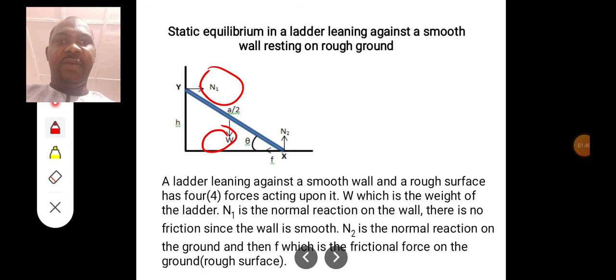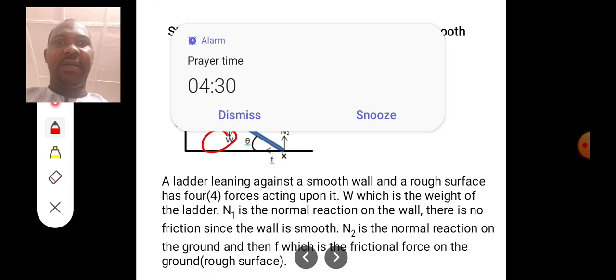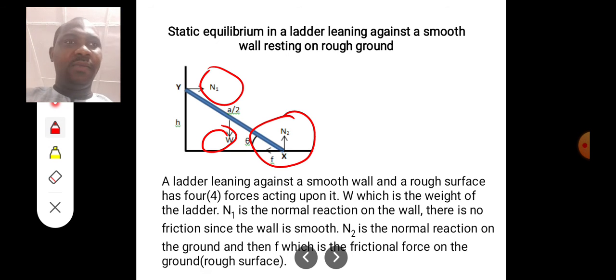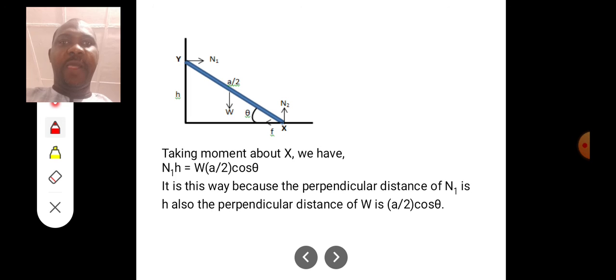Then finally, we have F, which is a frictional force. Remember that this ladder has a frictional force, which is F, like we see in the diagram here. The normal reaction and the frictional force. Remember, friction always acts to oppose motion. So that is exactly what we have. So let's see if we can answer questions here.